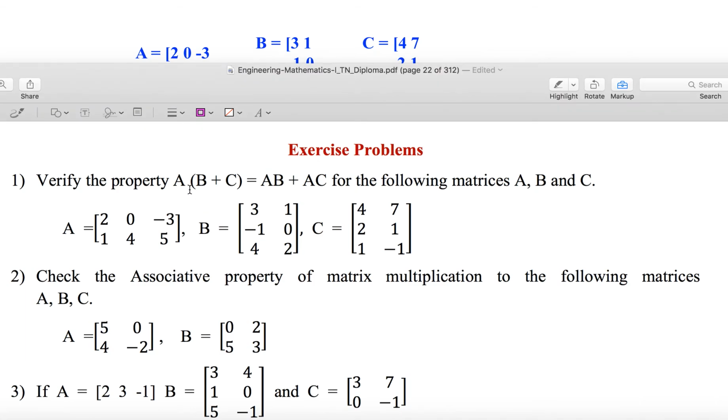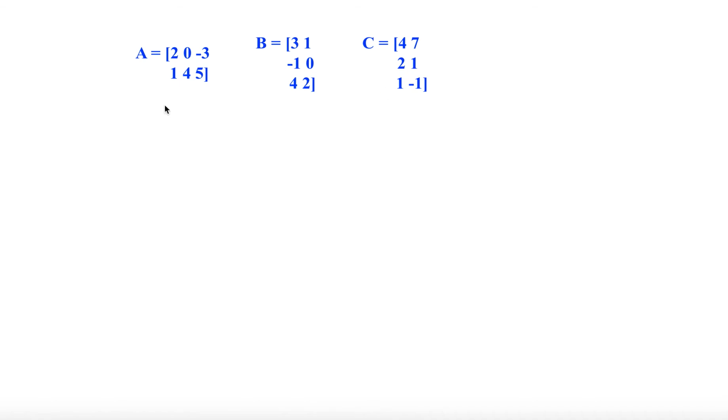Now we have to do the LHS, the left hand side, first: A into B plus C. First you do B plus C. What is B plus C? Adding B and C is pretty straightforward.